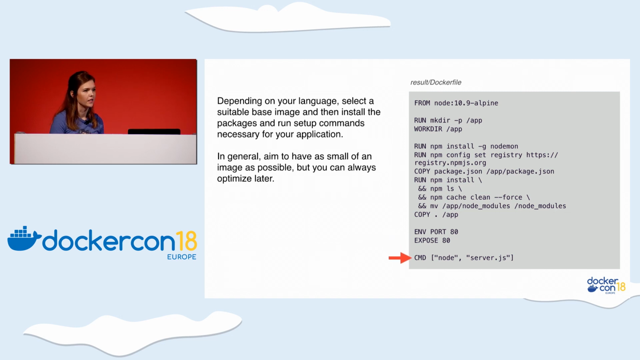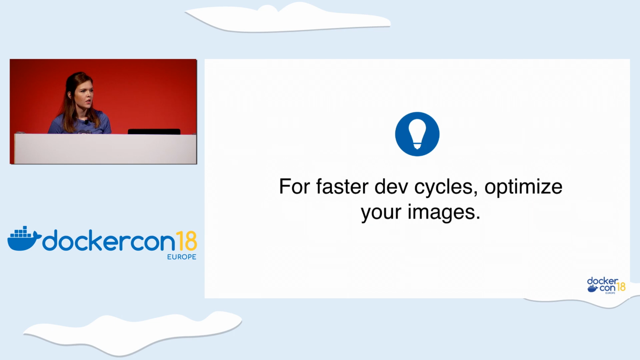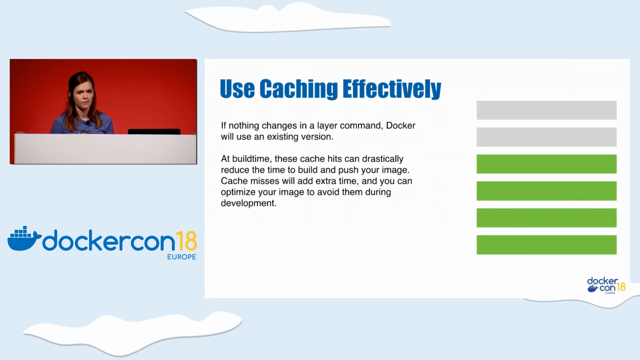Finally, we have the command in here that's going to say, this is how we should start our application. We can also overwrite this at runtime. So this image has a lot in it, and a big image means it's slower to build. So if we want to optimize our dev cycles, we should optimize our images.